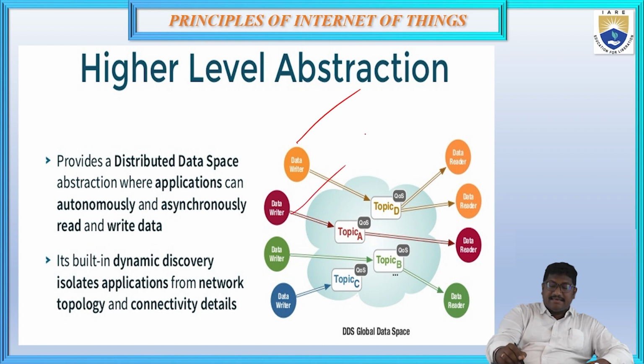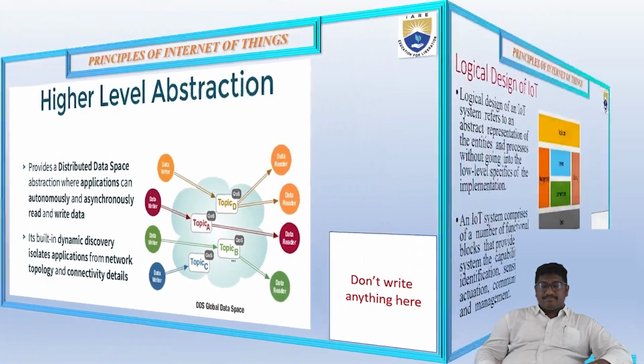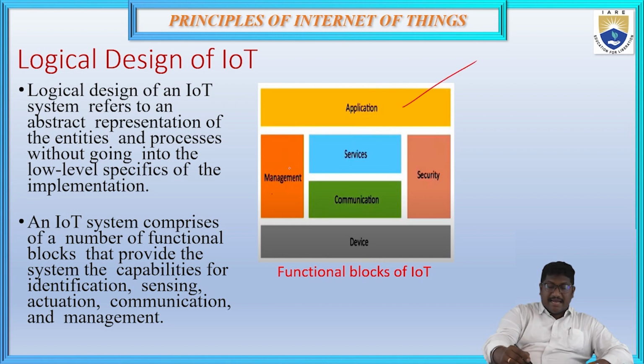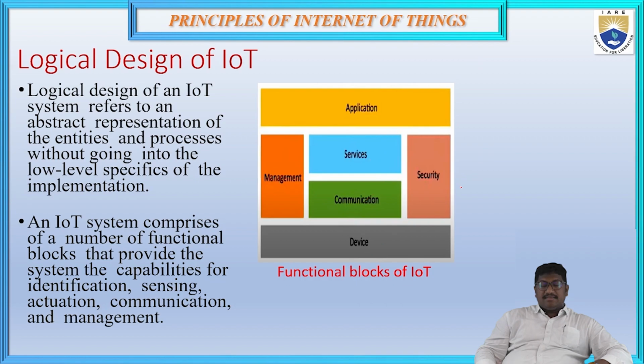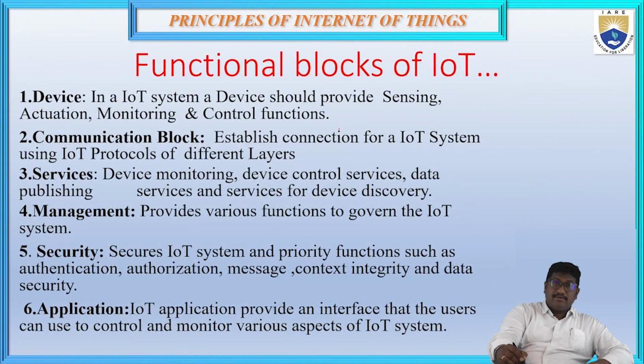See here, these are the data writers and these are the data readers. How are the things going to happen? Here, the distributed data space is where applications autonomously read as well as write data. And this is the logical design: application, management, services, security, communication, device. These are the things which come under the logical design. Device is the thing which is going to sense, actuate, monitor and control.